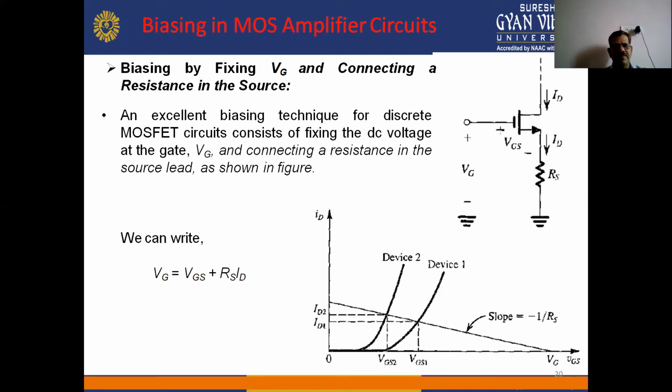Next is biasing by fixing VG and connecting a resistance in the source, as shown in this circuit diagram. An excellent biasing technique for discrete MOSFET circuits consists of fixing the DC voltage at the gate, VG, and connecting a resistance in the source lead as shown in the figure. So we can write from the figure the gate voltage VG equal to VGS plus RS ID, where VGS is the gate-to-source voltage, RS is the source resistance, and ID is the drain current.